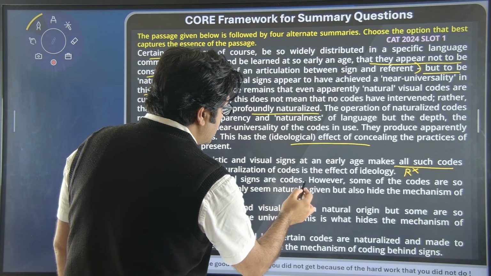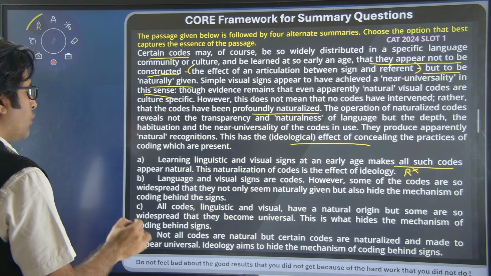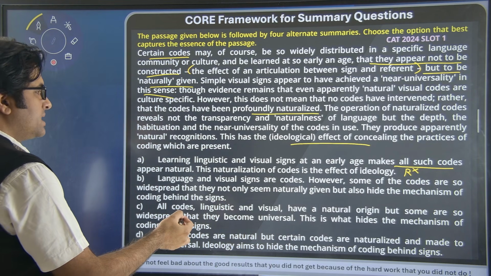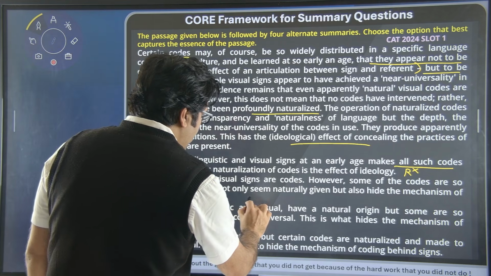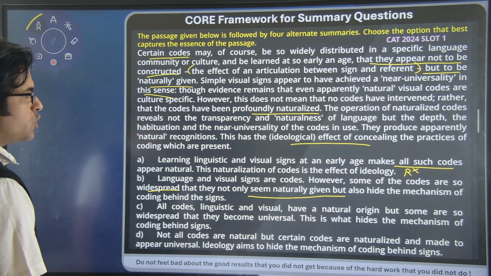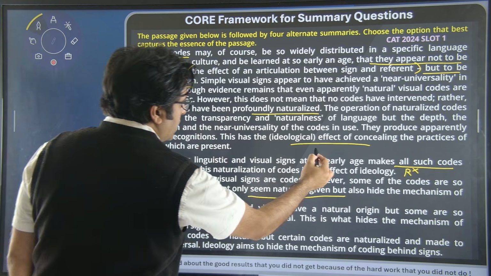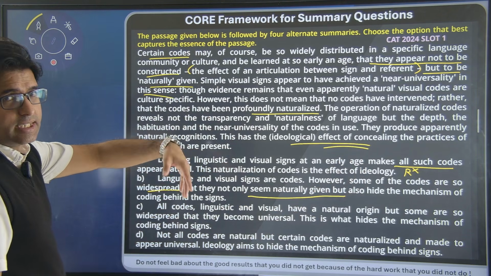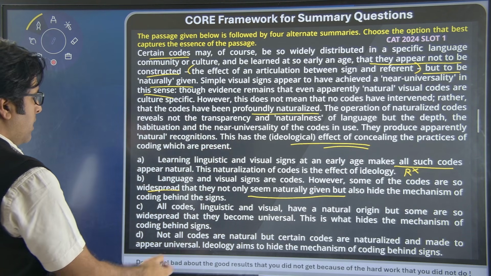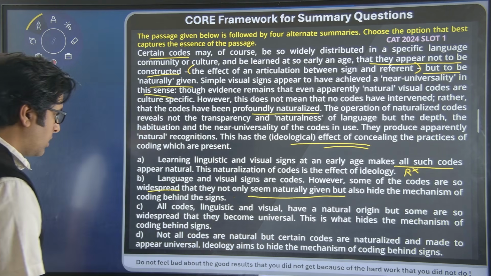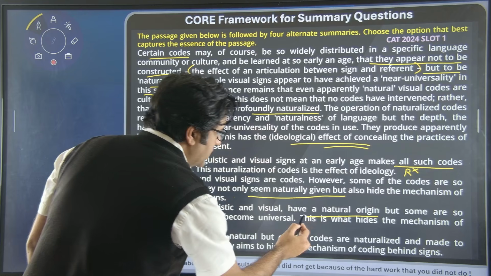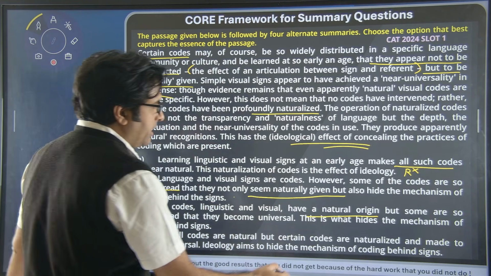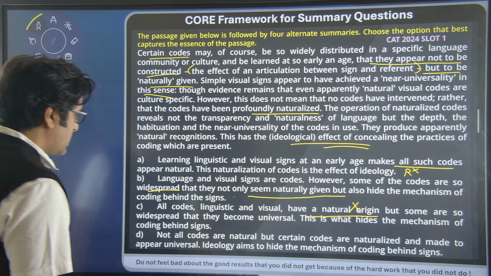Language and visual science are codes. However, some of the codes are so widespread, widespread as in universal in nature, that they not only seem naturally given but also hide the mechanism of coding. This is what they are saying, that it conceals, hides the mechanism. So this possibly could be an answer. All codes, linguistic and visual, have a natural origin. This is changing the meaning, distorted the meaning. Meaning ही गलत हो गया है, reject कर दे.